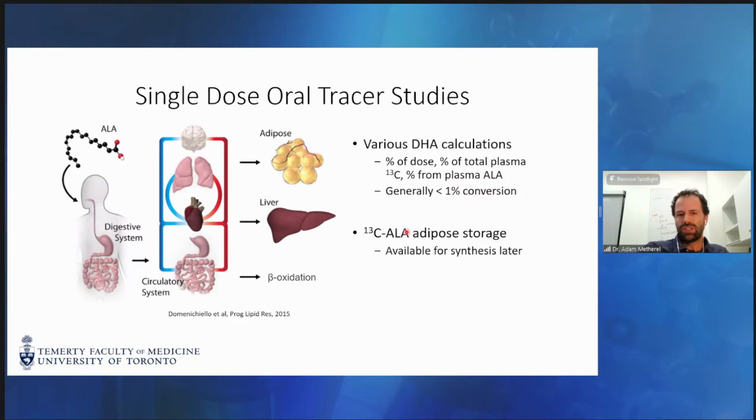There are a number of limitations. It tends to not take into account C13 ALA being stored in adipose that's later available for synthesis. It's also only measuring plasma. And of course, this is the limitation with any human work. Plasma and blood is certainly the easiest to measure, but it still isn't taking into account any DHA that's been synthesized and then taken up into other tissues.